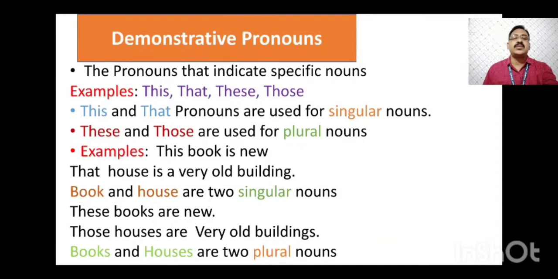How is it? Through this example we know. This book is new. That house is a very old building. In this, book and house are two singular nouns. So this and that are demonstrative pronouns used for singular nouns. These books are new. Those houses are very old buildings. In these sentences, we find books and houses are plural nouns. So these and those are used for plural nouns.